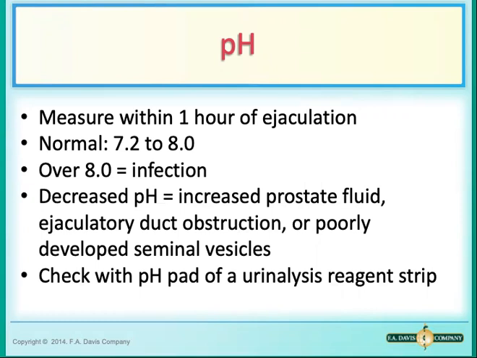The way that we can test for the pH is to test the semen for pH by using the pH pad of the urinalysis reagent strip. And we can also take the color and compare that with the manufacturer's chart.